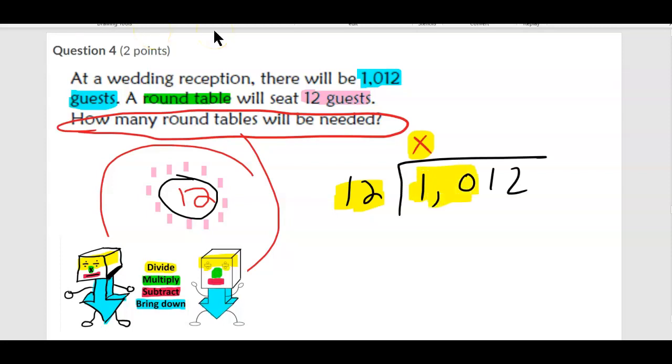How many times does 12 fit into 10? You can't fit a 12 inside of a 10. Silly. So that's going to be an X. How many times does 12 fit into, let's extend it, 101? Now we're talking. How many 12s can we put into 101? Whatever that is, we're going to put it on the roof here, on top of the house.